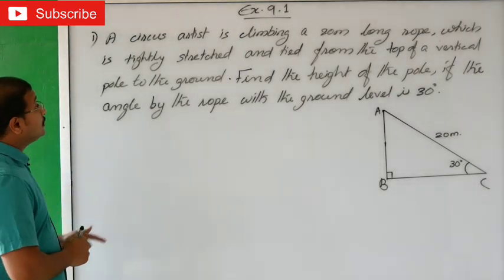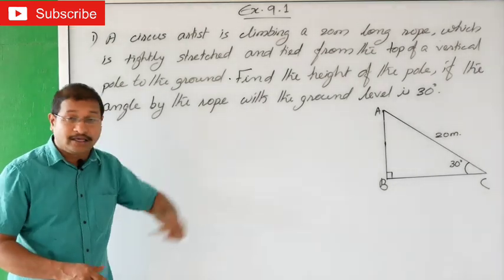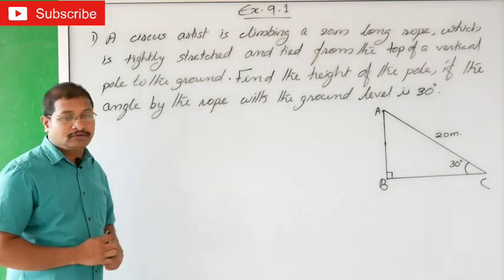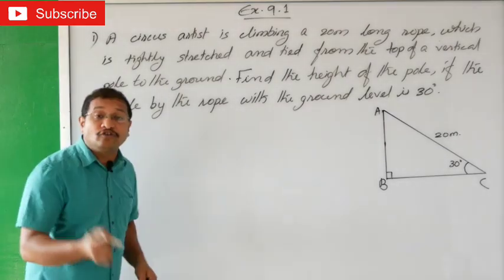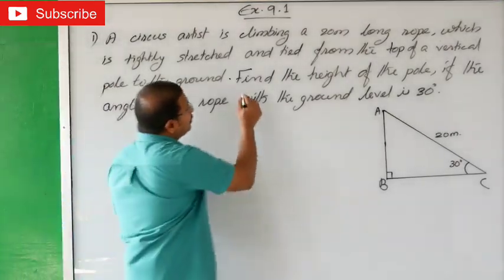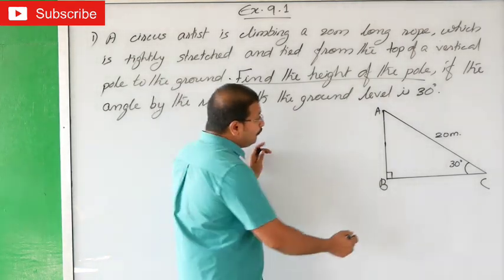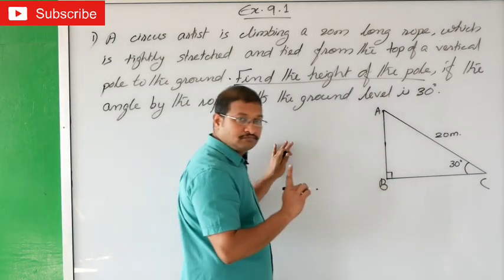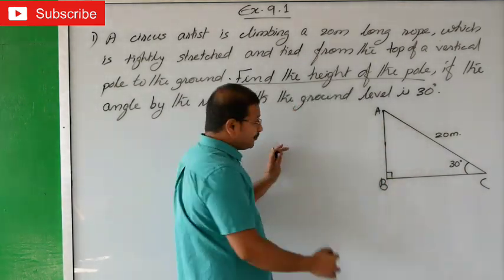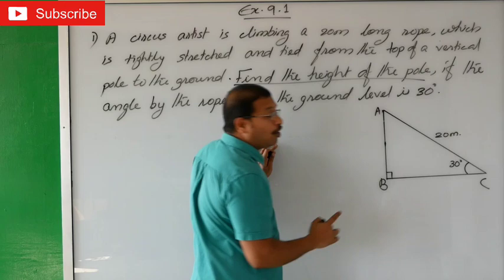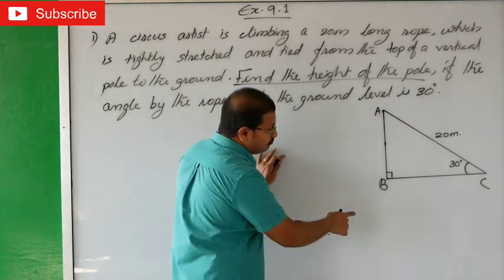See, what is here? There is a circus artist. He is climbing the rope. It's tightly tied. Ready? Now, see, you have to find out height of the pole. What do you want to find out? Height of the pole. To find out height of the pole, what you will do? We are making one triangle. See, this AC is the rope and AB is the pole. AB is the pole. Ready?